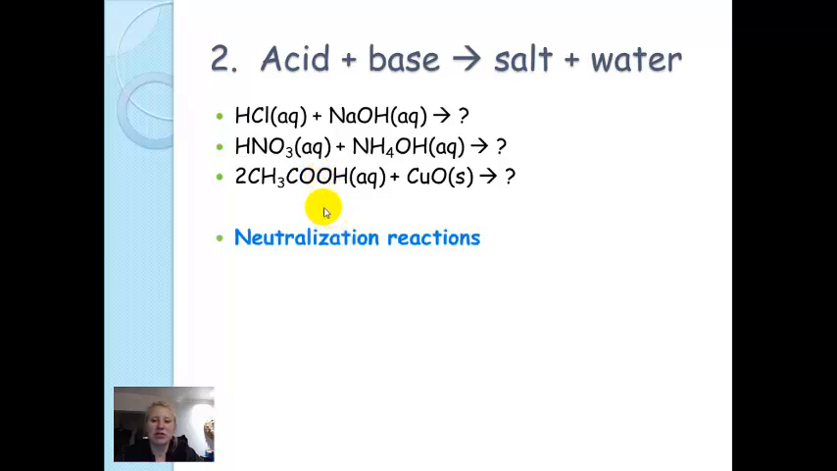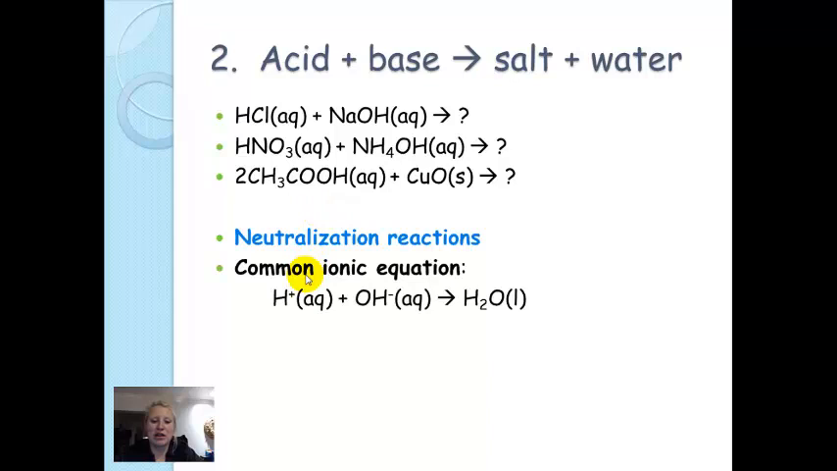So these are called neutralization reactions, and they have a common net ionic equation because everything else cancels. You're going to have H+ plus OH- forming water.